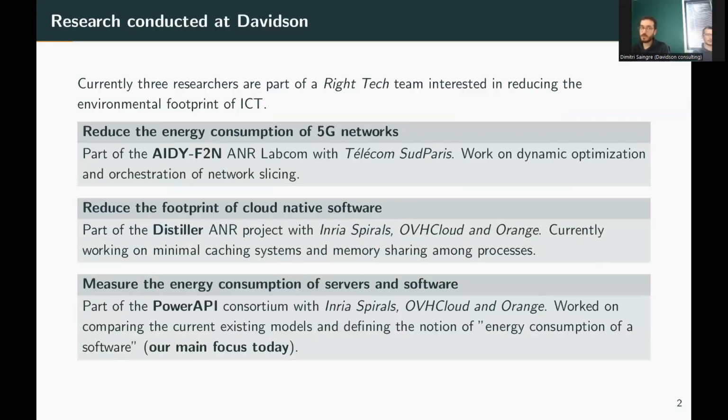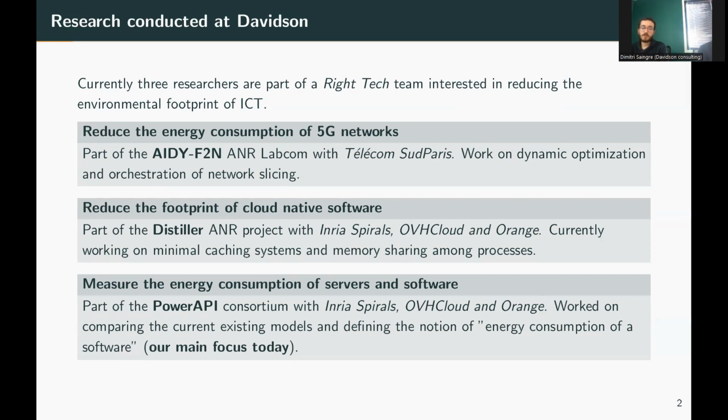So just a little bit about the type of research we are conducting in our company. So we have, let's say, 3 main projects today. So we are part of the IDF Dozen INR Labcom with Telecom Sud Paris on dynamic optimization and orchestration of network slicing. And we also have one INR called Distiller with INRIA Spirals in Lille, OVH Cloud and Orange. And we are currently working on cloud native application and how to reduce their impact. And at Davidson, especially, we are working on caching systems and memory usage.